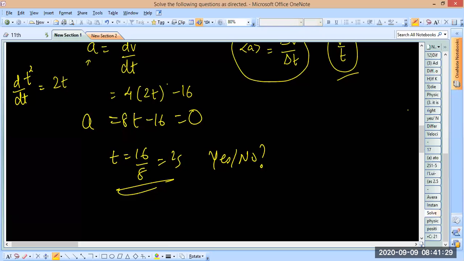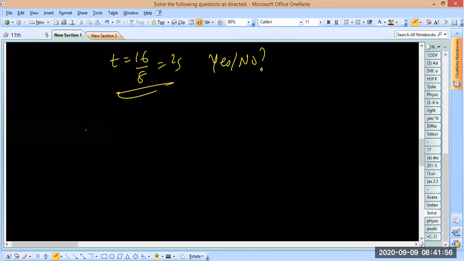Now, there was a question regarding this that was asked to me yesterday by one of the students. The question was, in this question we are required to find the time for which a is 0. If a is 0, is v also 0 or not? So I want to discuss this a little bit.